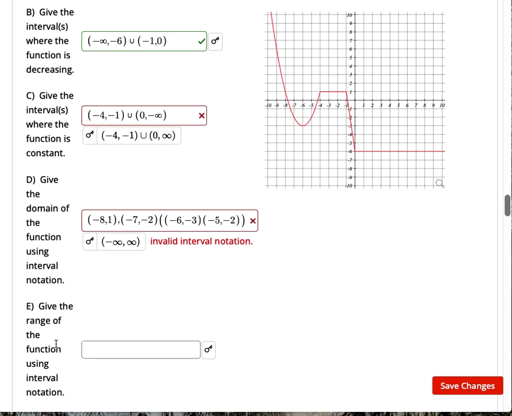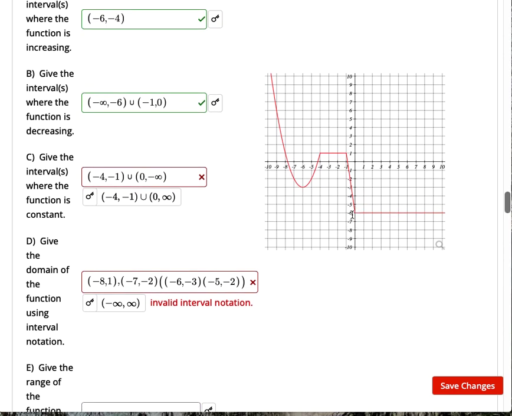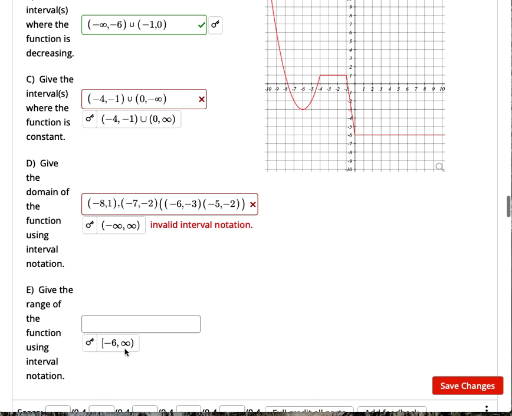For the range we want to go from the lowest point on the graph to the highest point on the graph. So the lowest this graph goes is -6, so that's going to be a -6 with a bracket, and then it goes up to infinity because I know it's going in the negative direction, but it's going forever up and up and up. So that would be positive infinity. So it should look like -6 with the bracket to infinity.